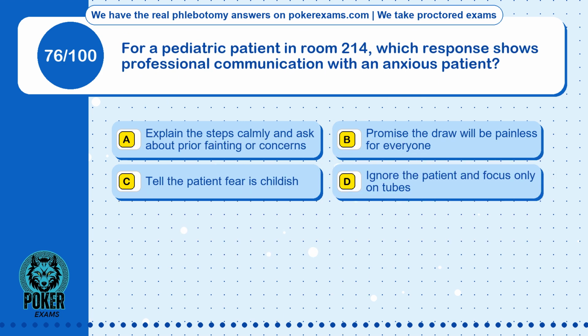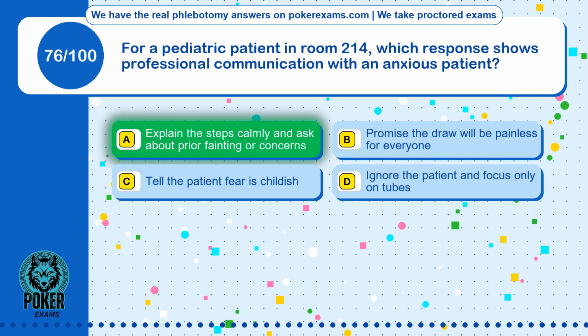Question 76. For a pediatric patient in room 214, which response shows professional communication with an anxious patient? Option A, explain the steps calmly and ask about prior fainting or concerns. Option B, promise the draw will be painless for everyone. Option C, tell the patient fear is childish. Option D, ignore the patient and focus only on tubes.